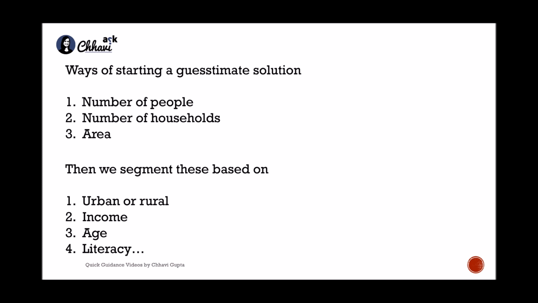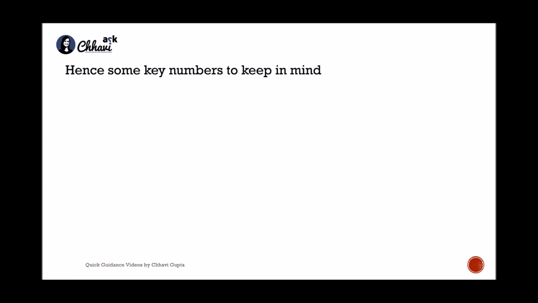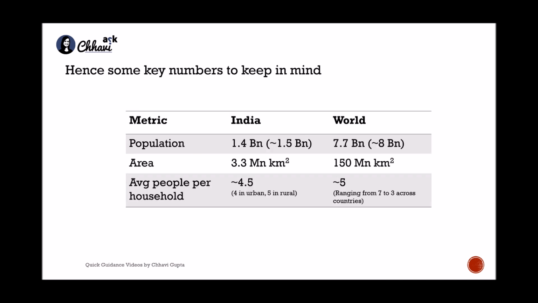So now I'll just take you through what are the exact numbers that will matter for you. And please feel free to take screenshots of the slides that I show you so that you can always memorize them and maybe write them down somewhere and so on. So some key numbers to keep in mind to start the guesstimate are population, area, average people per household. This just helps you to calculate the number of households.